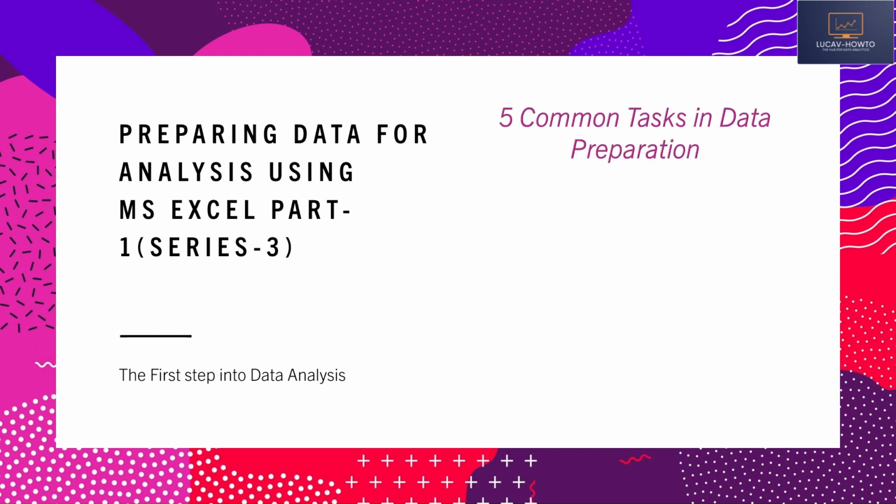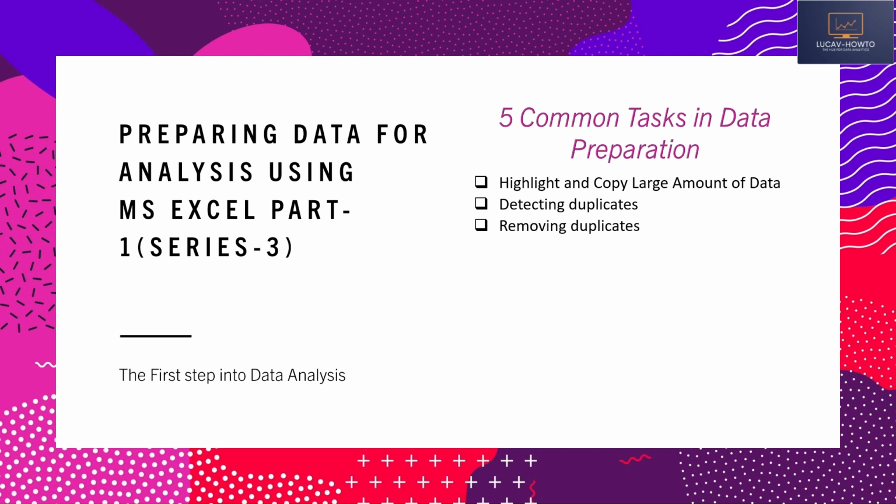In this series, we will take you through 5 common tasks in data preparation. We will take you through how to highlight and copy a large amount of data. Sometimes we are faced with working with a large amount of data and we are required to copy it, so we take you through a functional way to do that, and not the old-fashioned ways. We also take you through how to detect duplicates in your data sets and how to delete the duplicates. Sometimes we need to work with only unique records, and so we will take you through a functional way to do that.